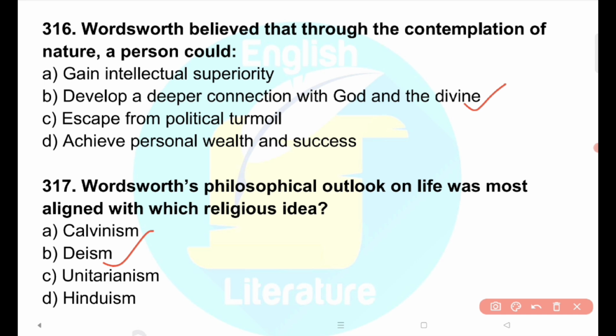Unitarianism focuses on rational religious belief, but Wordsworth emphasized emotion over reason. Hinduism. While Hinduism also sees nature as divine, Wordsworth's beliefs were more Western in their interpretation of spirituality. Calvinism, emphasizing predestination and human depravity, which contradicts Wordsworth's beliefs in personal spiritual growth through nature.